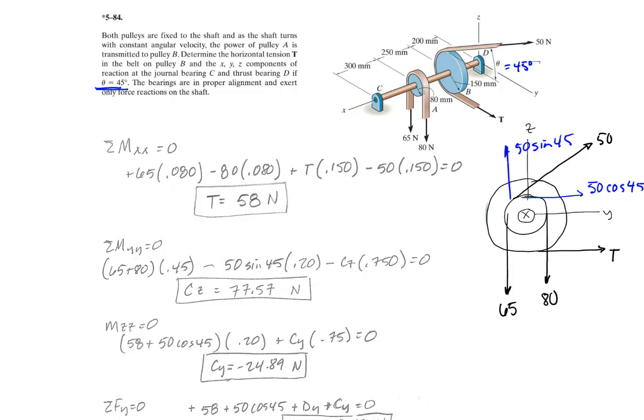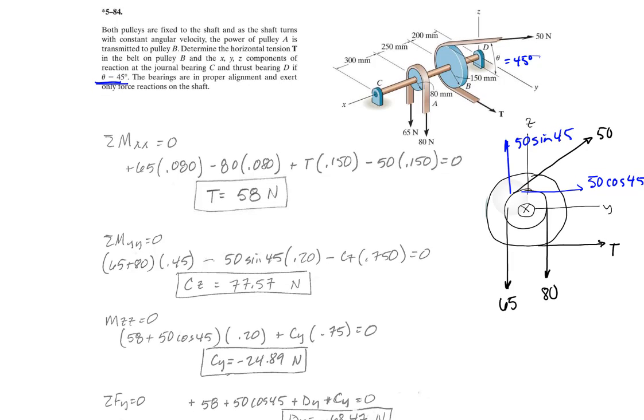Now what we're looking for is the components of reaction at the two journal bearings. Let's draw those in here, again in their positive direction. I'll say this is CY, CZ, and DY, and DZ, looking like that. Because they're journal bearings, there is no resistance in the x direction on either bearing, so I don't need to put them in there. They'd just cause complication or confusion.